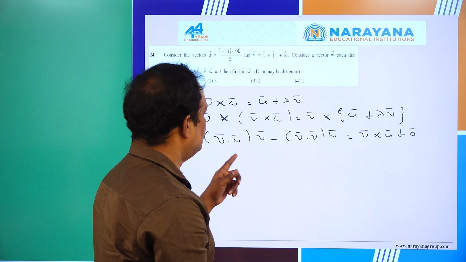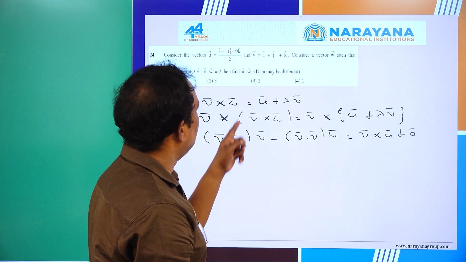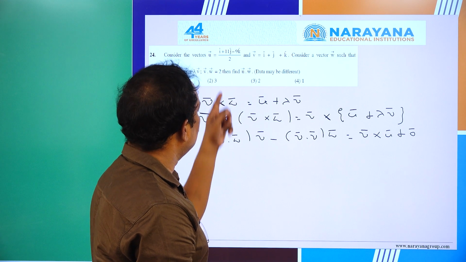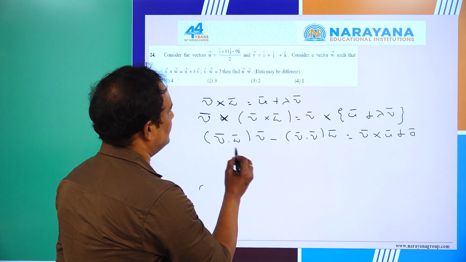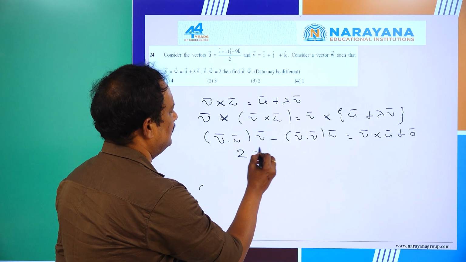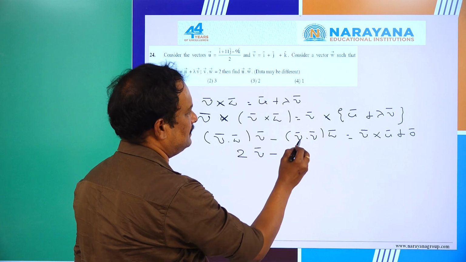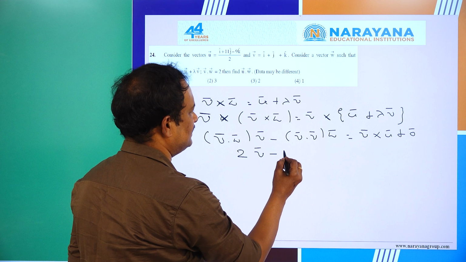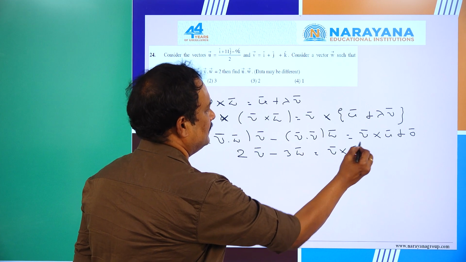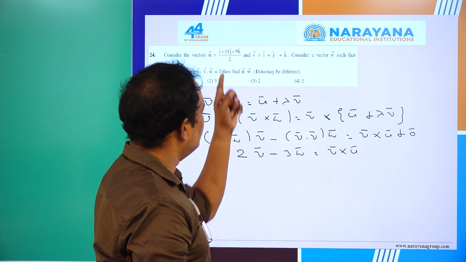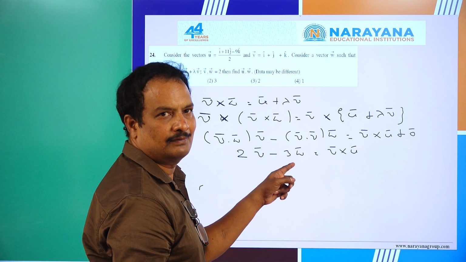Now here everything is known. You can find out u bar dot v bar, and v bar dot w bar has been already given. What is that one? 2 there. So 2 times v bar, minus v bar dot v bar, which is very clearly nothing but the modulus of v bar whole squared, which is 3, times w bar, is equal to v bar cross u bar. So v bar cross u bar also you can find out. So 2 v bar minus 3 w bar equals that, and from this you will get w bar, whatever it is.